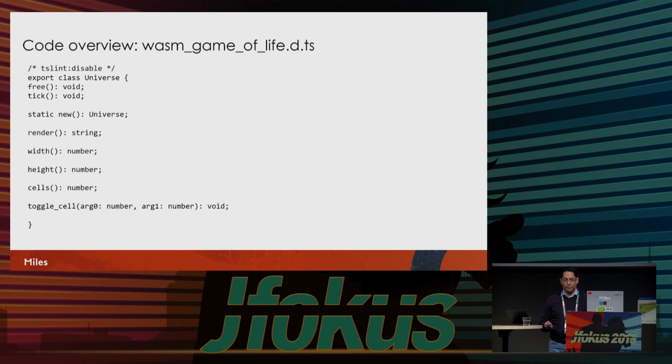Then we also have this TypeScript file, and here we can see the different types of functions that we can call from our application code. So we can call new, that will return a universe. We can call render, which will return a string, and width and height and so on will return numbers. And we have this toggle cell, which has to return void, but it has a cell with an X and a Y coordinate, so that we know which cell it was that we wanted to toggle.